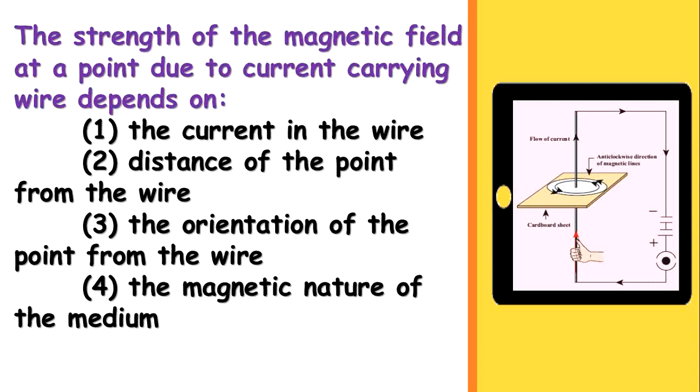Next, the magnetic nature of the medium. It depends upon the nature of the medium. When we use a soft iron cylinder, the magnetic field can be increased. It is a very important question. On what factors does the strength of the magnetic field at a point due to a current carrying wire depend? The current in the wire, distance of the point from the wire, the orientation of the point from the wire, and the magnetic nature of the medium.